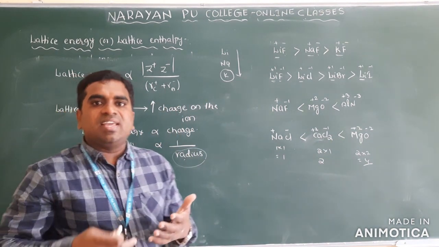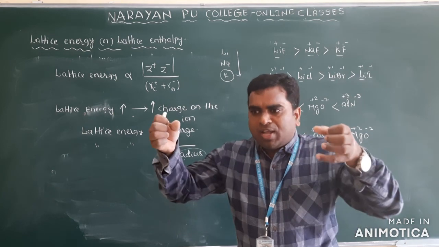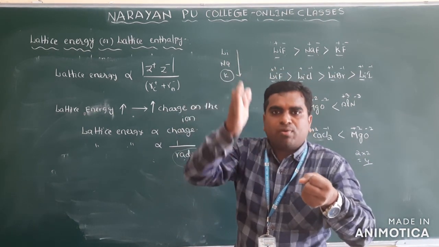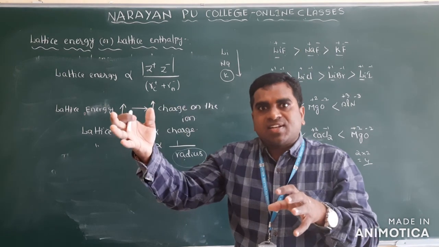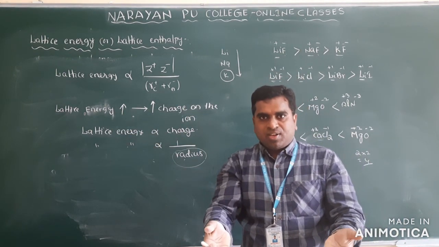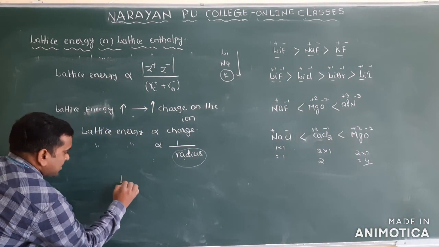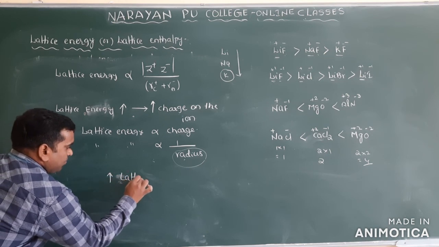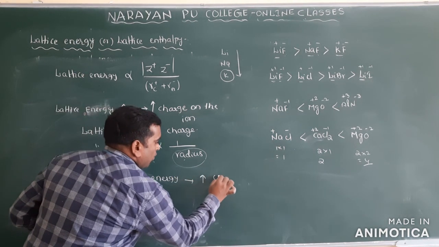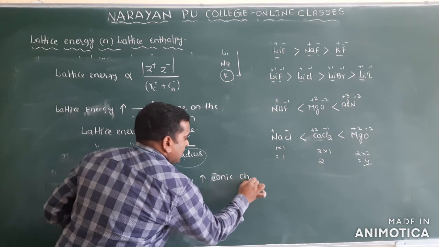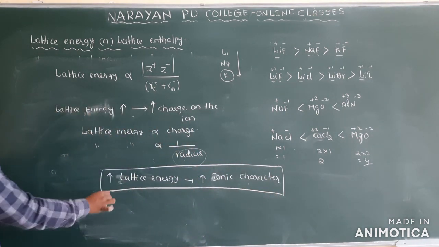As the lattice energy increases, the attraction forces between the ions also increase. Clear? Attraction forces are very strong. Then you have to break those attractions, so you have to supply a lot of energy. That energy we call lattice energy. Clear? Lattice energy indicates how strong the ionic bond is. Greater the lattice energy, higher will be the ionic character. So this is about the factors affecting the ionic bond.